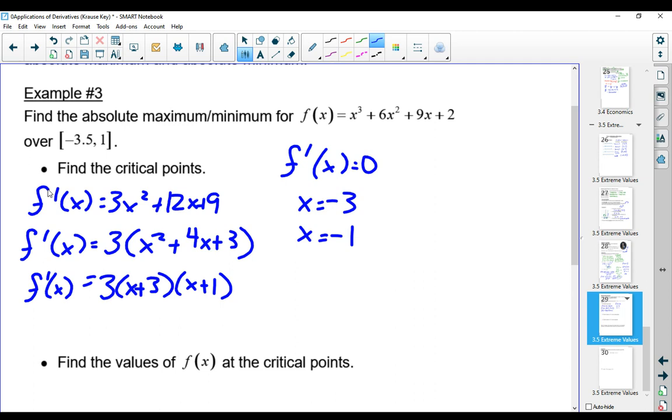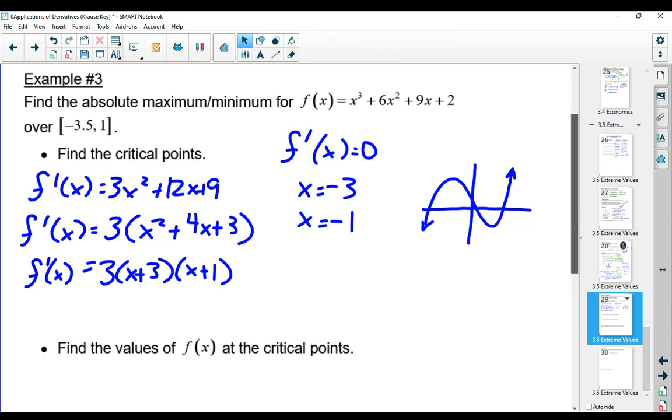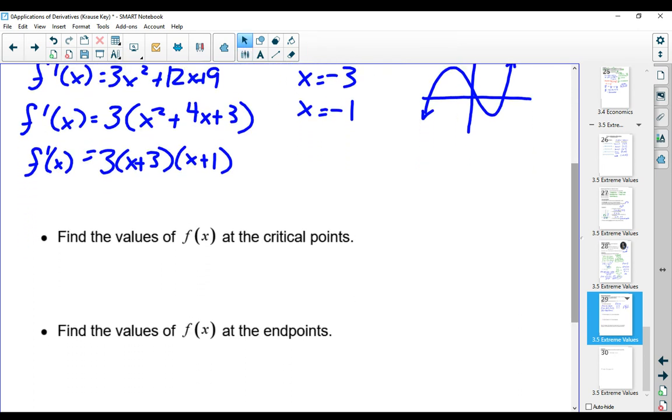So we're looking at a cubic function, okay? And if you remember some of the properties of cubic functions, it's going to look something like this. But we're looking at the points from negative 3.5 to 1. All right, once we have our critical points, then we find what the values are at those points. So we're plugging them back into our original function.